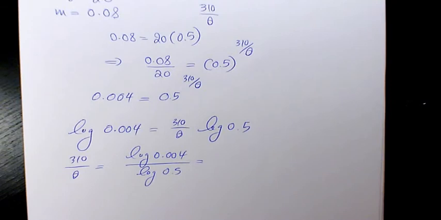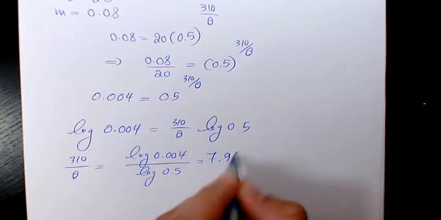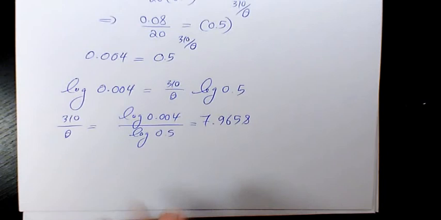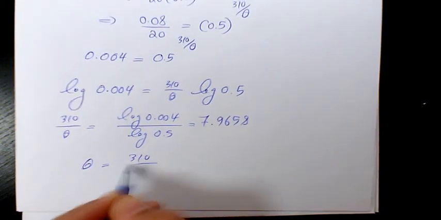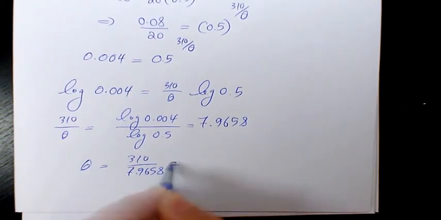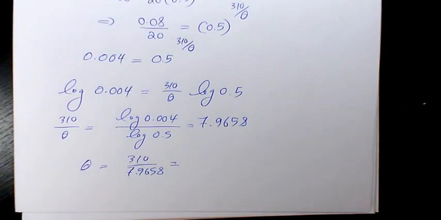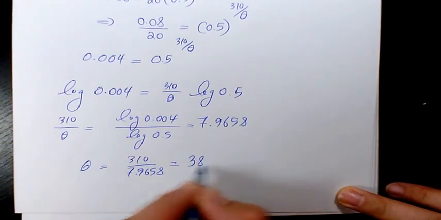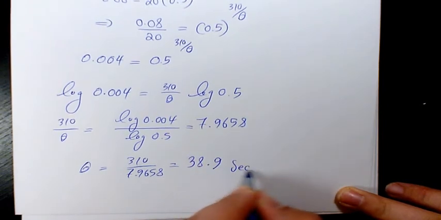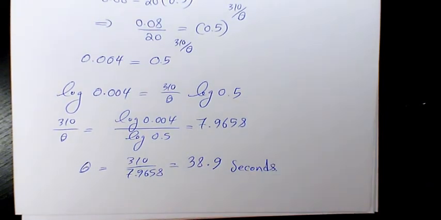So log 0.004 divided by log 0.5 is going to be 7.9658. Then θ is going to be 310 divided by 7.9658, which is 38.9 seconds. That's going to be the half-life. Why seconds? Because the time here was in seconds, so it has to be the same unit.